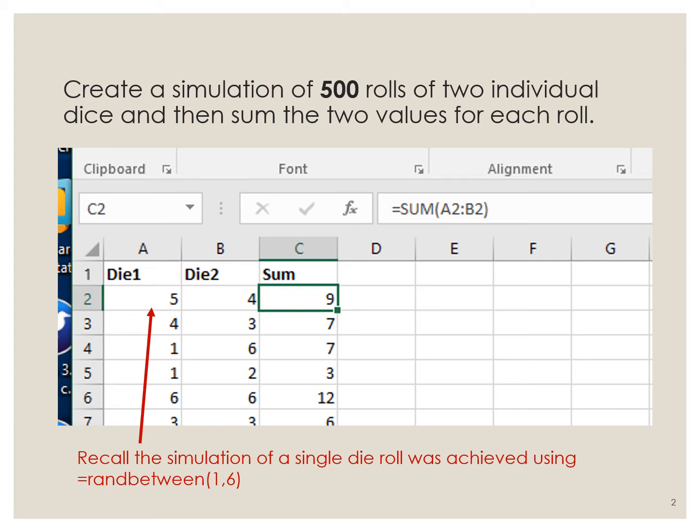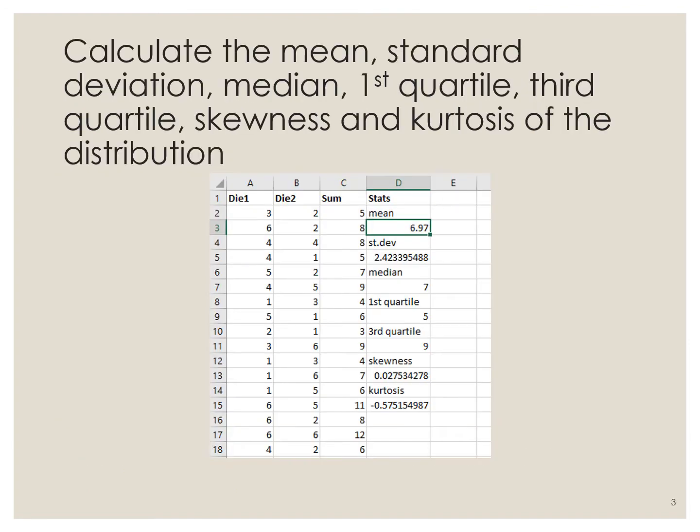Now we are doing that for two columns. So each row we're thinking of as the simulation of rolling two dice. And then we are copying it down for 500 rows worth of simulation. And in column C, we are adding the two dice in each row. So in row 2, we see that we rolled a 5 and a 4, and the sum was 9, etc. In column C, we have the sum of the two dice.